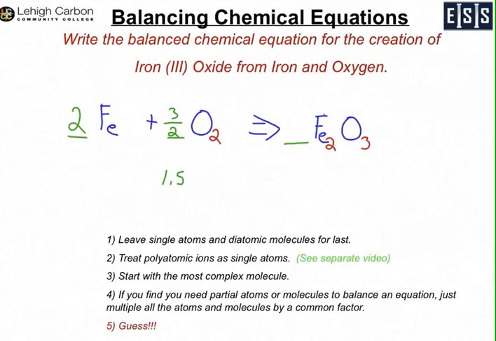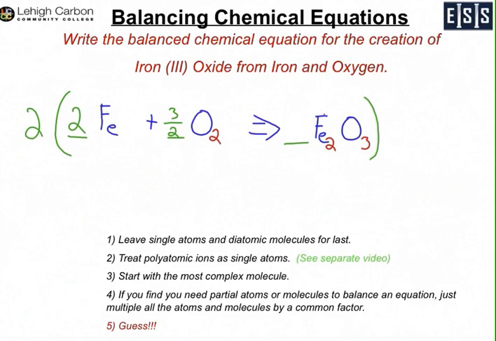So now we can use this hint number 4, which is to multiply everything by a common number. The reason I showed the oxygen as 3 halves is that it tells you what you need to multiply by. If I multiply all of these by 2, you'll see 2 times the 3 halves will give me 3 O2s here.